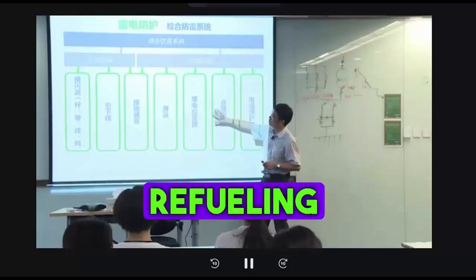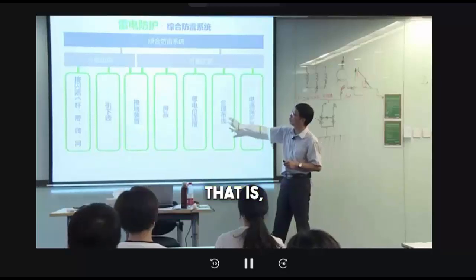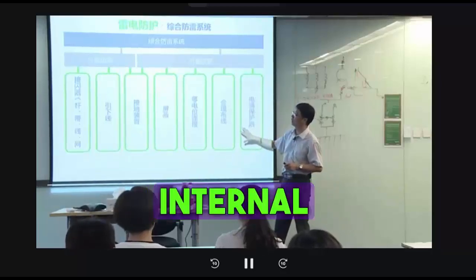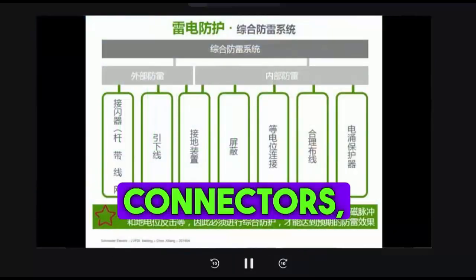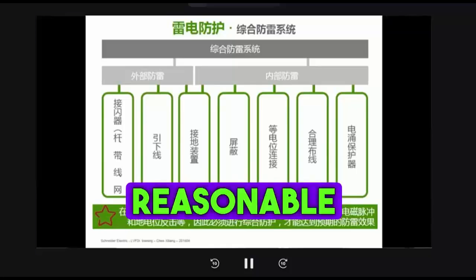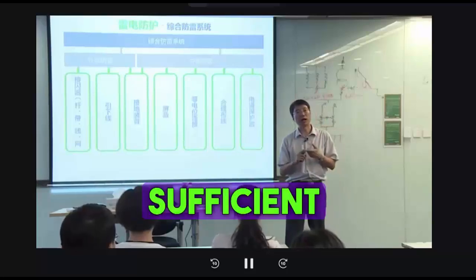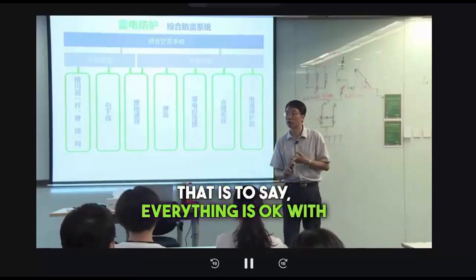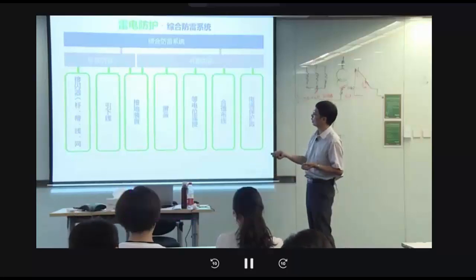No, the surge protector is only one part of these 7 major projects. The entire external and internal lightning protection project is divided into 7 parts, including connectors, down conductors, grounding devices, shielding and other measures, reasonable wiring, and SPD. So SPD is necessary but not sufficient. That is to say, it is not the case that everything is okay with an SPD. You also have to have a very reasonable, complete building lightning protection.